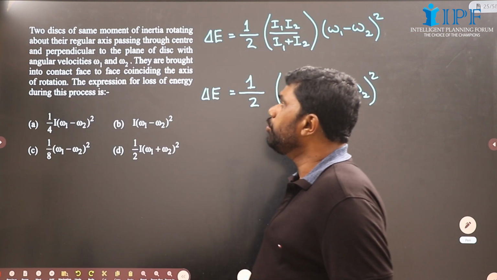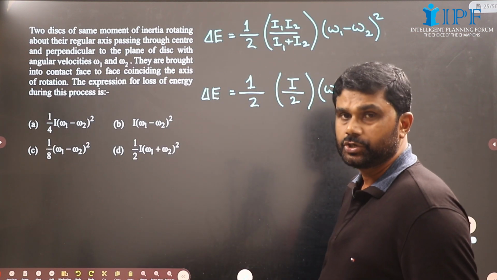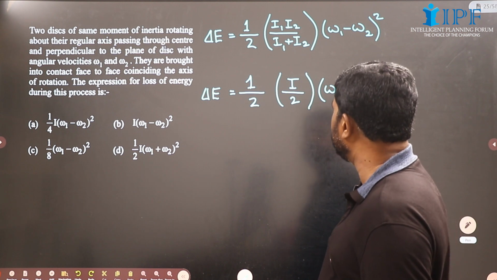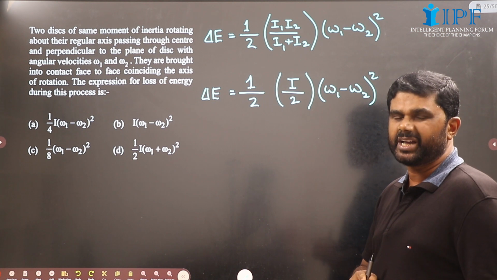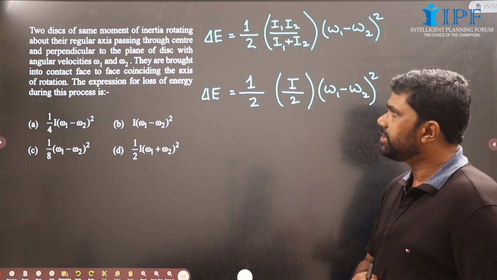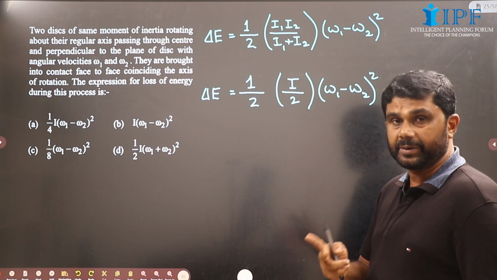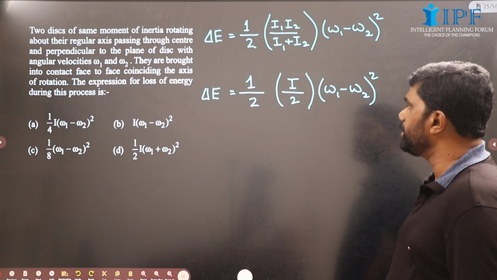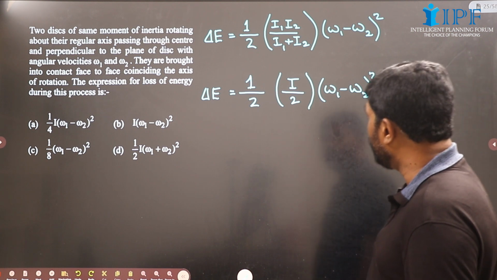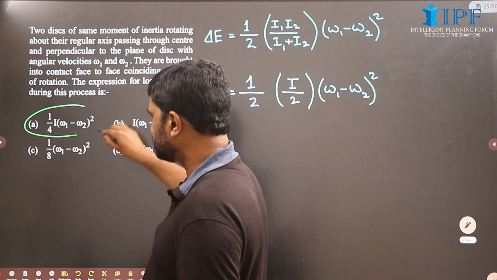Now 2 discs, same question we have discussed earlier. The loss of kinetic energy will be half. We have this formula I1 I2 divided by I1 plus I2, and here we have 2 identical discs, each of moment of inertia capital I. So this will be I square by 2I, or it will be I by 2. So I by 4 omega 1 minus omega 2 whole square.